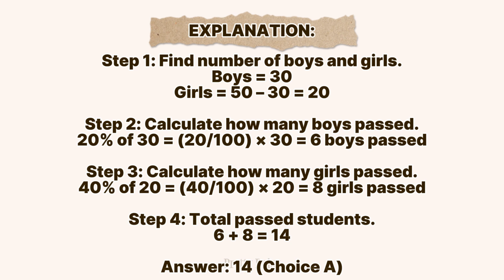40% of 20 equals 40 divided by 100 times 20 equals 8 girls passed. Step 4. Total passed students. 6 plus 8 equals 14. Answer. 14, which is the choice A.